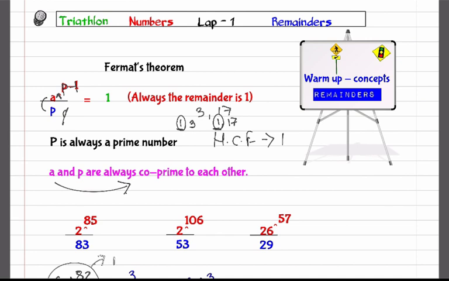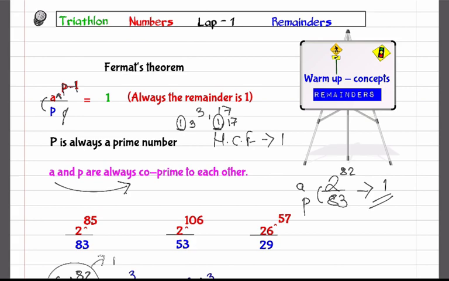Let me give an example. 2 raised to something divided by 83. So I know 2 and 83 are co-prime to each other. This is my A, this is my P, and I need at the top of this a number which is 1 less than the prime number. So 83 minus 1 is nothing but 82, right? So 2 raised to 82 divided by 83. So the remainder for this will be what? 1. This is what my Fermat theorem states.